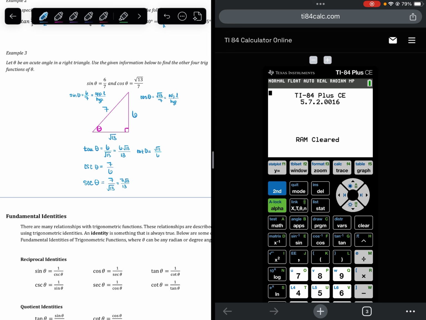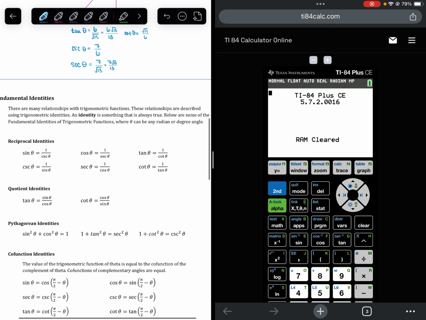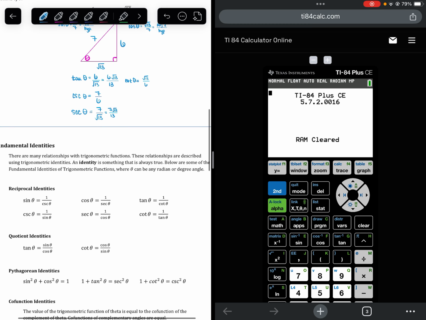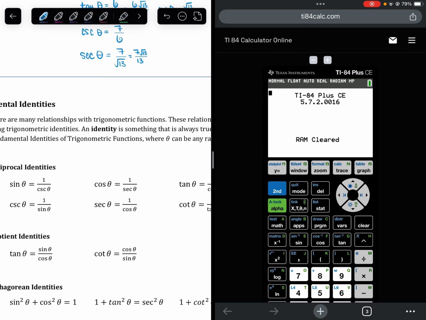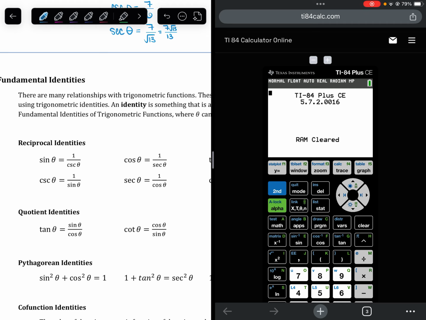Right. Some identities. We will be using these a lot more in the coming chapter, but I'm going to go ahead and give you some of them so you can work on getting them memorized. The best way to do this is flashcards. Reciprocal identities, that's what we were going over. They're flipped over. So sine and cosecant, cosine and secant, and tangent and cotangent. Those are your quotient identities, where tangent is sine over cosine. Cotangent is cosine over sine.